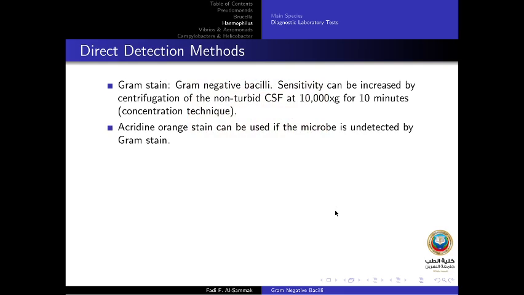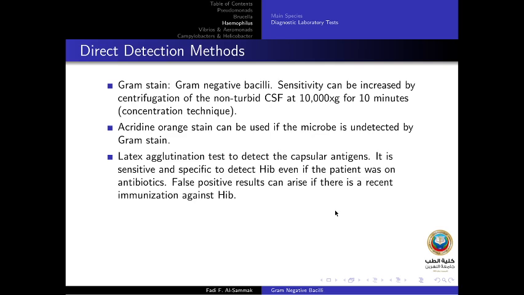In the gram stain, if it is not possible to see the organism, we can do acridine orange stain, which is a fluorescent dye. And by fluorescent microscope, we can have more sensitivity. The human eye can better detect the microbe using the fluorescent dye because of its higher sensitivity.